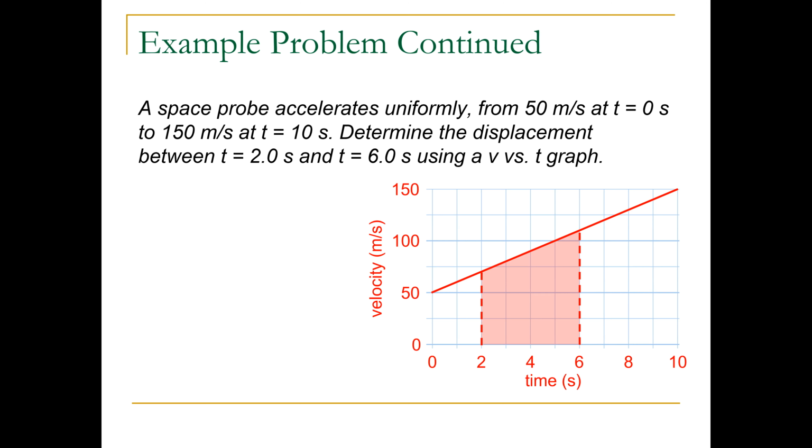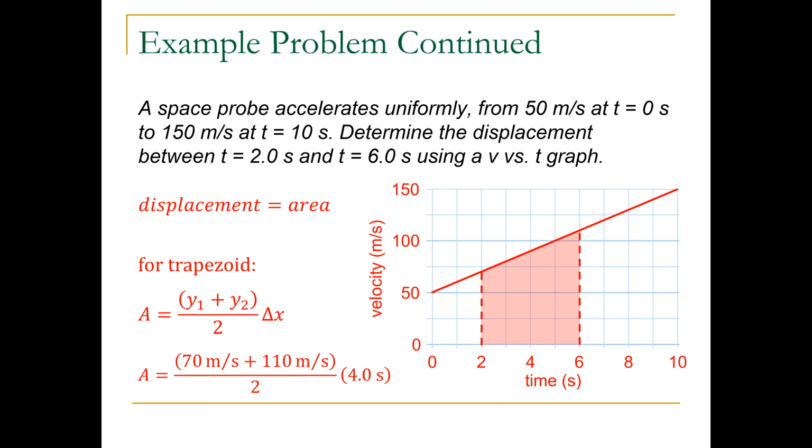So this shape is a trapezoid. To find the displacement, I just need to know that area. If you know the formula for calculating the area of a trapezoid, great. It is (y1 plus y2) over 2, and then times delta x. If you don't know the area for a trapezoid, you can break this down into a rectangle and a triangle sitting on top of it, and then just find the area of both separately and combine them together.